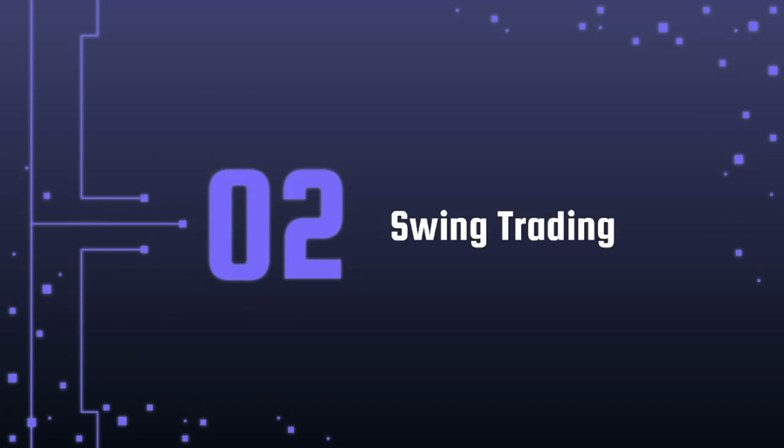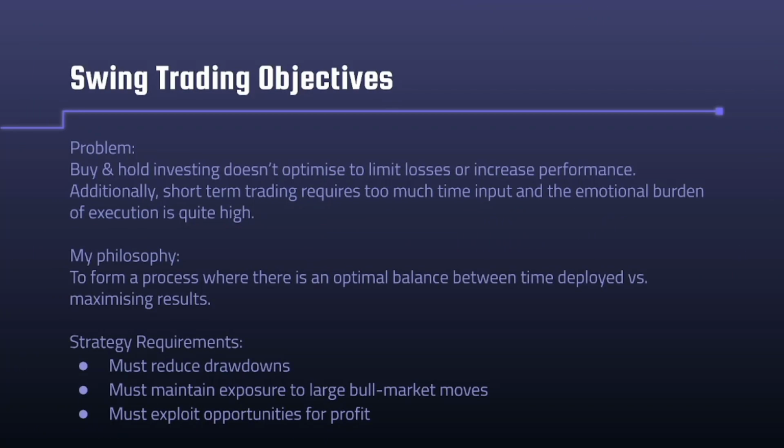Right, so the swing trading method itself. The problem with buy and hold investing is that it doesn't optimize to limit losses or increase performance in general. Additionally, short-term trading requires too much time input and the emotional burden of execution is quite high. My philosophy is that I wish to form a process where there's an optimal balance between time deployed versus maximizing results. The strategy requirements are that it must reduce drawdowns, so we're trying to reduce risk here, while maintaining exposure to large bull market moves, and must exploit opportunities for profit.